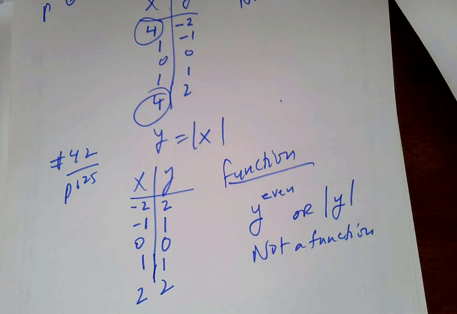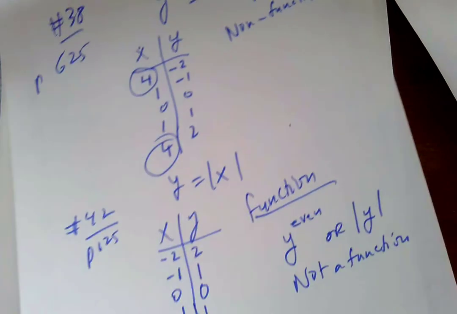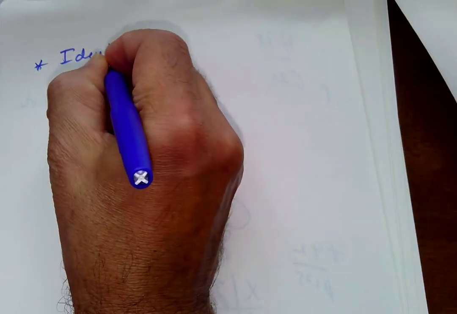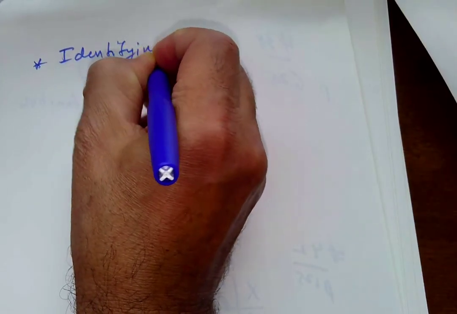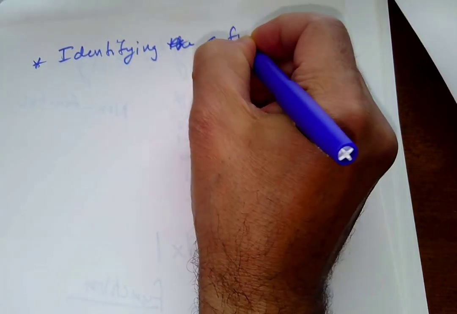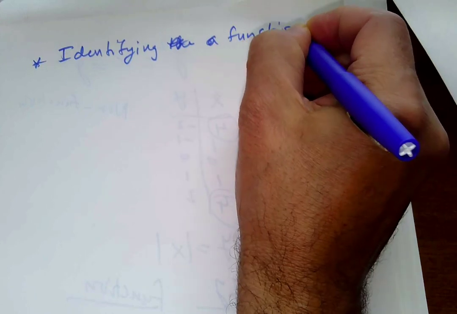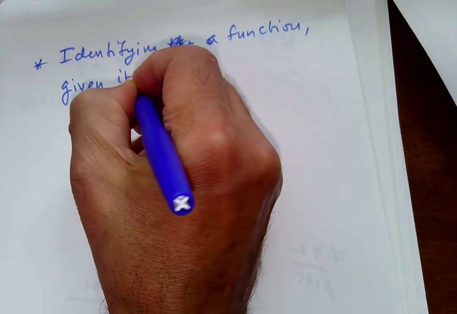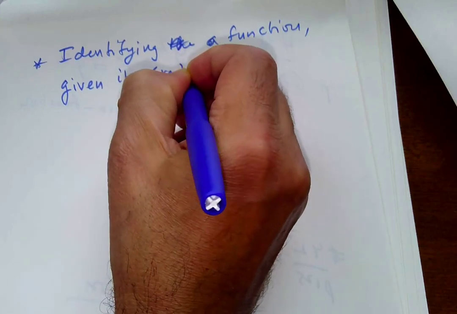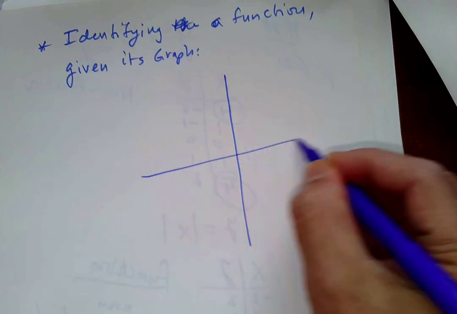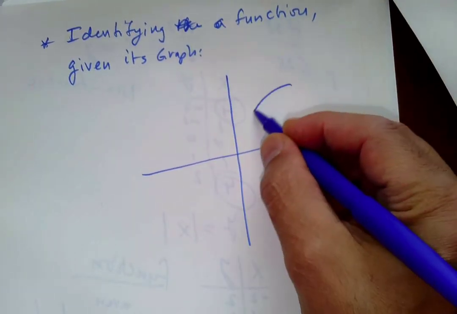Okay, now what if we're given the graph? How do we know it's the graph of a function? So, identifying a function given its graph. What we do for that, we use what we call the vertical line test.